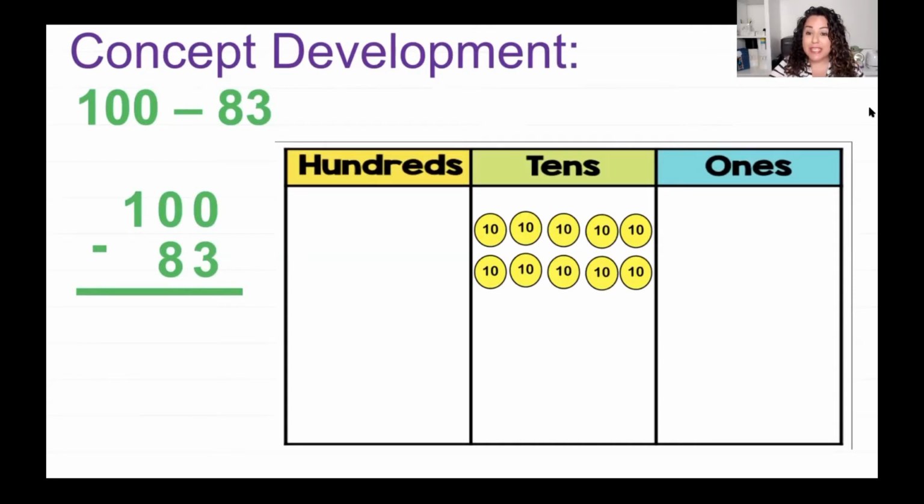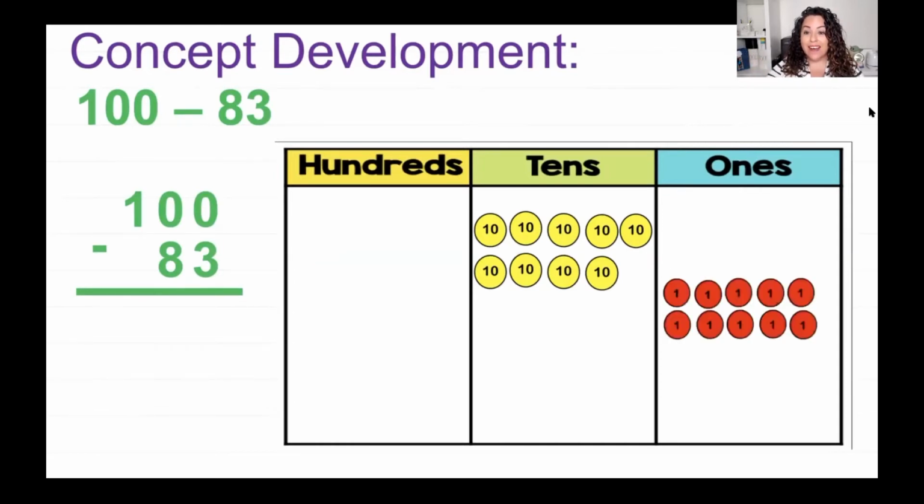How am I going to get some ones? Well, I'm going to get some ones from that 10. And when that 10 disappears, I have 10 ones. So now I think I'm ready to subtract 3 ones and 8 tens. But before I do that, let's see what that looks like on the algorithm.